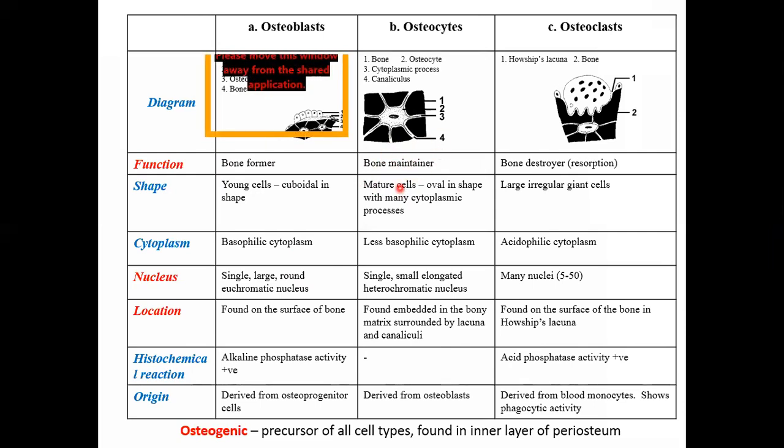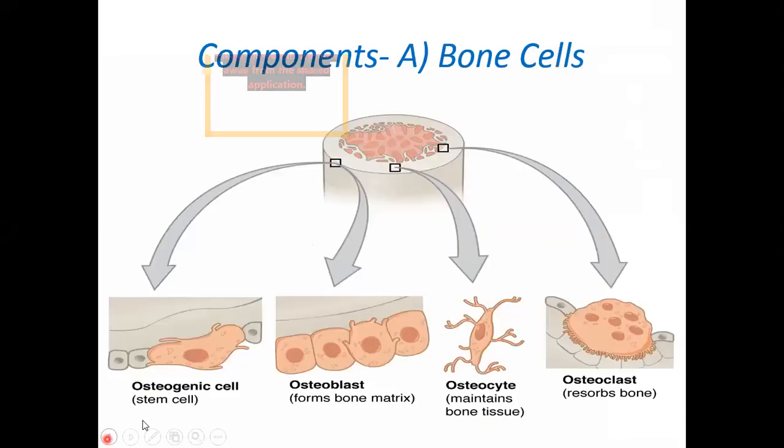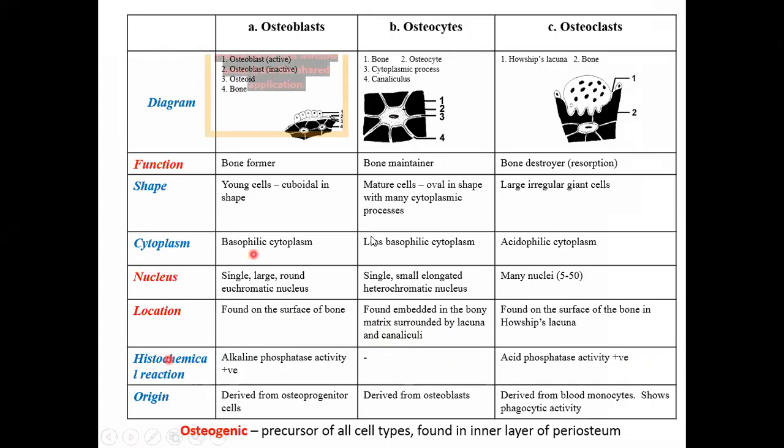Then the next one is the bone destroyer, the osteoclast, helping in resorption. The shape here: young cells are cuboidal, while here mature cells are oval in shape with a lot of cytoplasmic processes. You can see all these extensions, these are the cytoplasmic processes. Here the giant cells are quite irregular because of lots of nuclei.